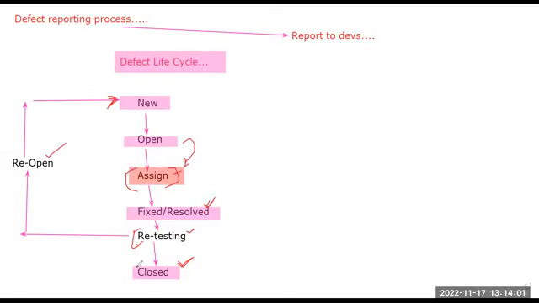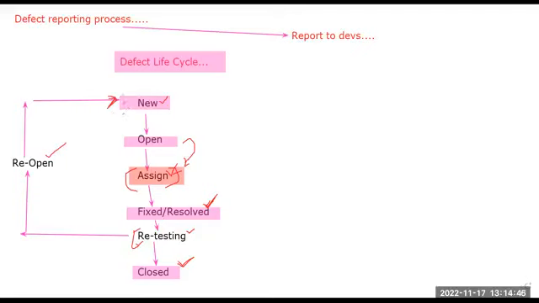Okay guys, when we report a defect, the defect status is automatically new. After new, the development team changes the status from new to open and assigns it to a dedicated developer. This developer performs the fixing activity and resolves the defect. Once they resolve it, they change the defect status to resolved or fixed. After that, as a QA, you need to perform a retesting, meaning you check whether the defect is fixed or not. If the defect is fixed, you can close it. Otherwise, you have to reopen it and assign it back to the developer.